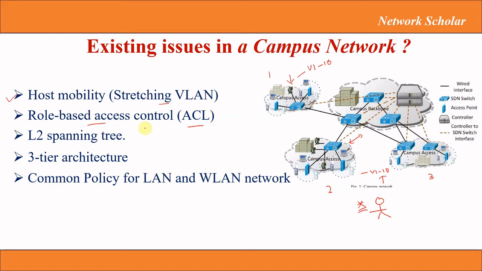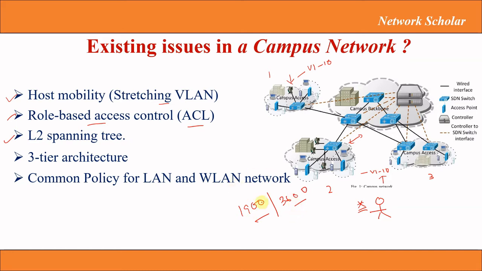The third issue that we have is the L2 spanning tree. As you all know, spanning tree is one of the protocols which helps us prevent loops in our network, but it also has disadvantages. Let's say we have a 1900 switch and also a 3600 switch, and you have configured spanning tree on both switches. If you know the root bridge concept in spanning tree, one switch becomes your root bridge.